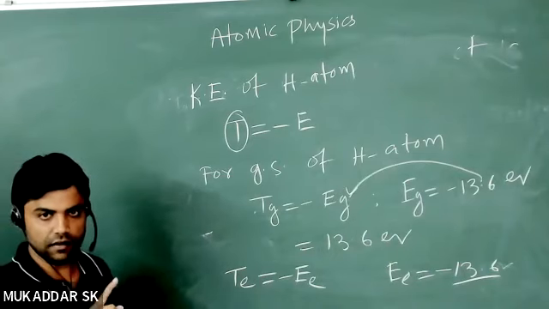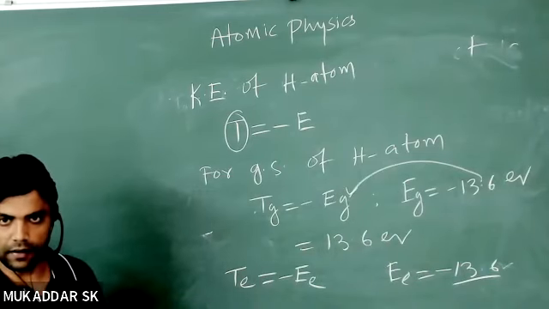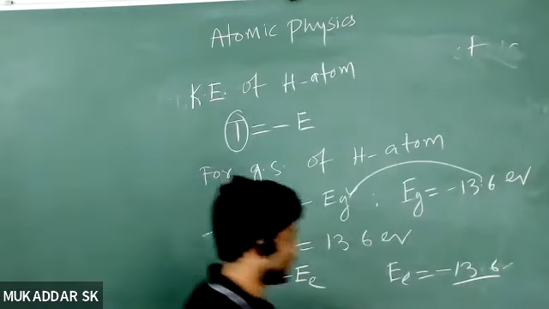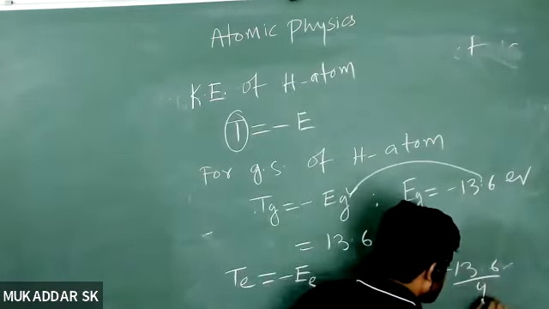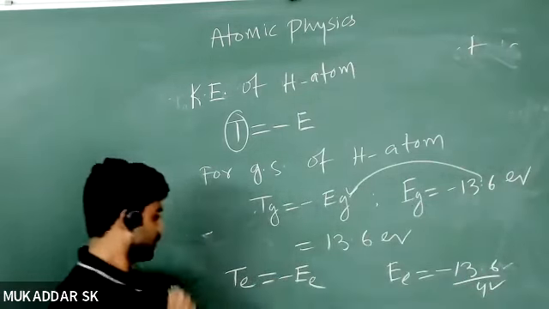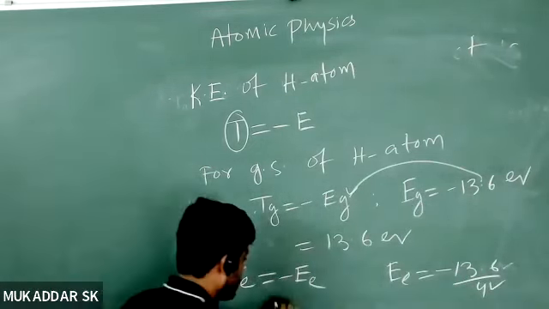For the first excited state, n is 2. For second, n is 3. For third, n is 4. So it should be 4 square. Now if you insert this value here, you will basically get 13.6 divided by 4 square, which means 16. So the unit will be electron volt.